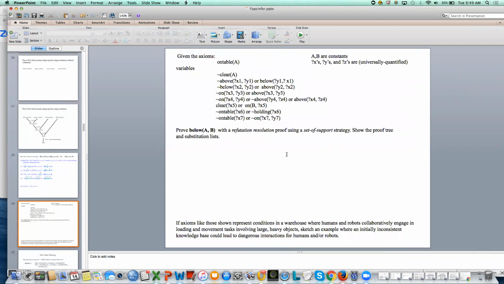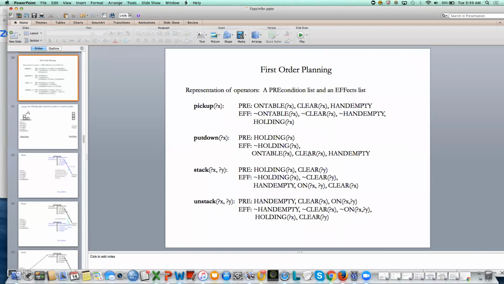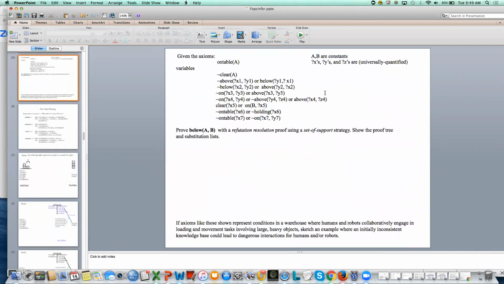Go ahead and, as a practice exercise for later, not right now, do a refutation resolution proof for this statement using a set of support strategy. And you can post those answers to Piazza if you want to. We can go through it. But this is the kind of form I would expect you to be able to do on the final exam. I would give it to you in clause form and you wouldn't have to do any translation.